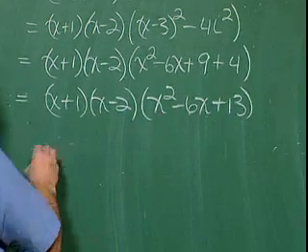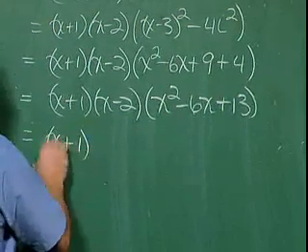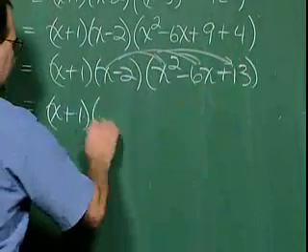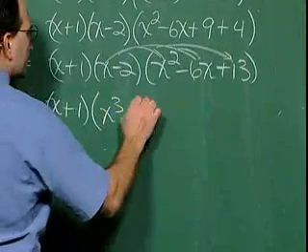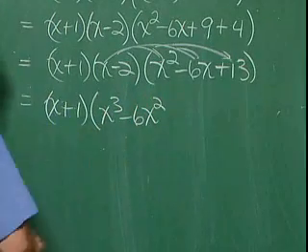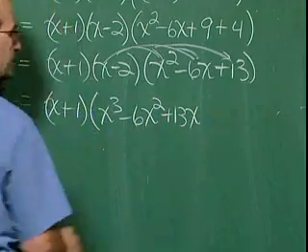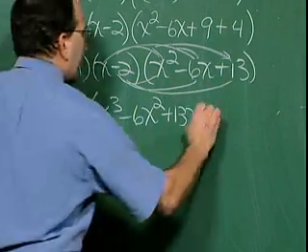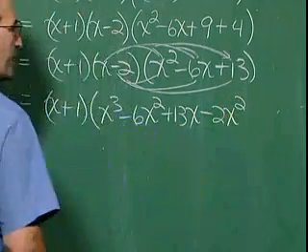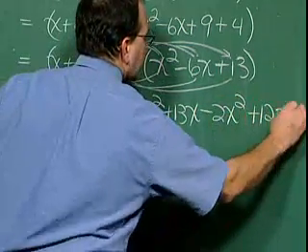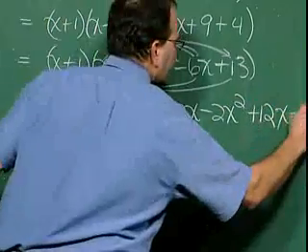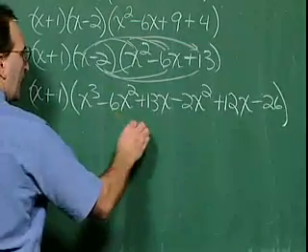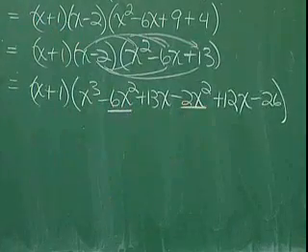So what I'm going to have is (x plus 1), and now distribute the x, and we get x cubed minus 6x squared plus 13x. Now distribute the minus 2, and we get minus 2x squared plus 12x minus 26. We can simplify inside there a little bit because we have some like terms.